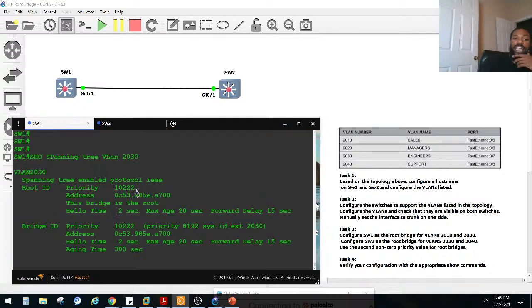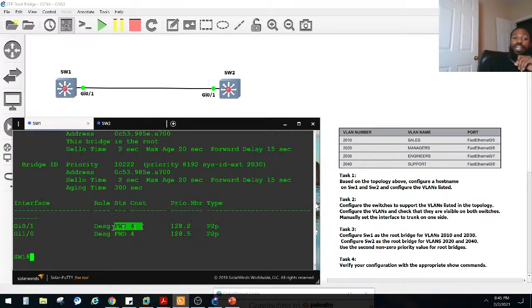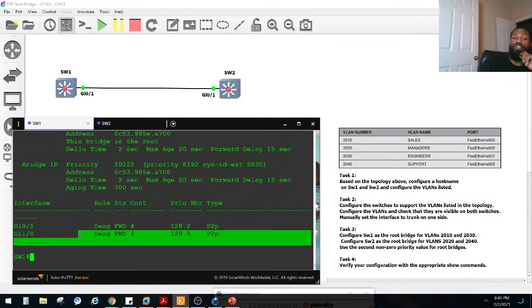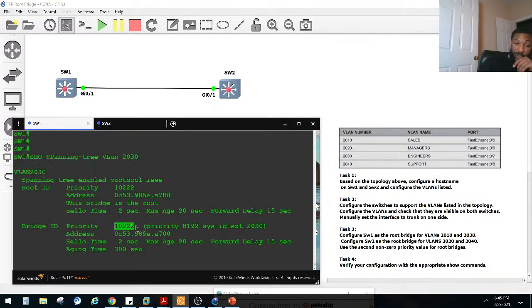So this switch is now the root bridge, or root switch, for VLAN 2030. As you can see right there, our hello time is 2 seconds. Max age 20. These are default values, by the way. We're forwarding on all ports, right? Why? Because we're the root switch for this VLAN. And again, the priority is 10222. Why is that? Actually, this one is different. 10222, and the other one was 10202. Does anybody know why the priority is that, even though we set it to 8192?